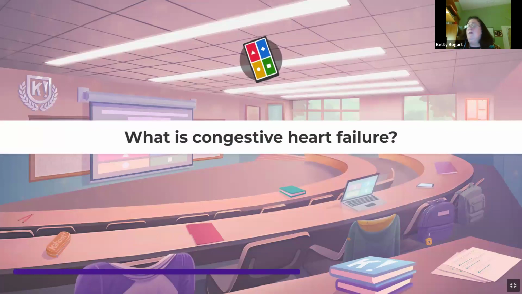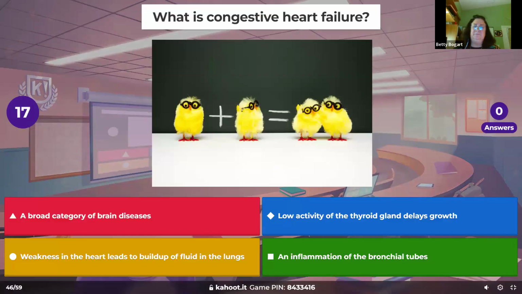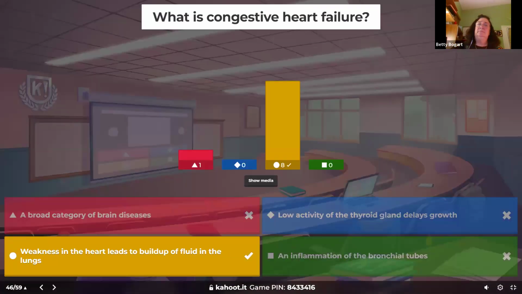What is congestive heart failure? It's just when the heart's weak and it can't pump the way it should, so blood sits in the lungs and it fills up.